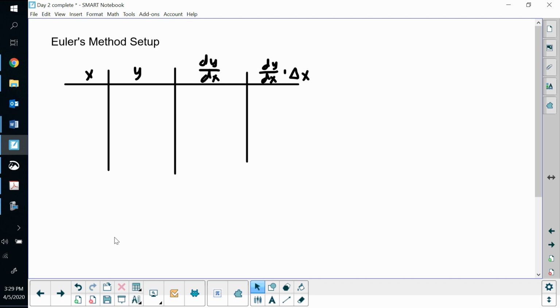And the last thing for this short video is our setup for Euler's method. So Euler's method allows us to use tangent line approximation to make little jumps to then approximate where the function would be. So you'd usually start out at some point.